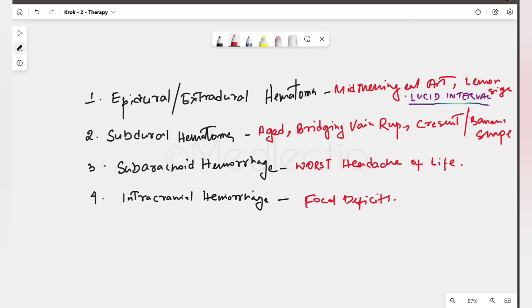In subarachnoid hemorrhage, what you will see in CT is that it is caused by rupture of a berry aneurysm, mainly berry aneurysm. And if you ask what is berry aneurysm, it's an aneurysm which is seen mainly in one of the communicating arteries of the circle of Willis. And what is the circle of Willis?